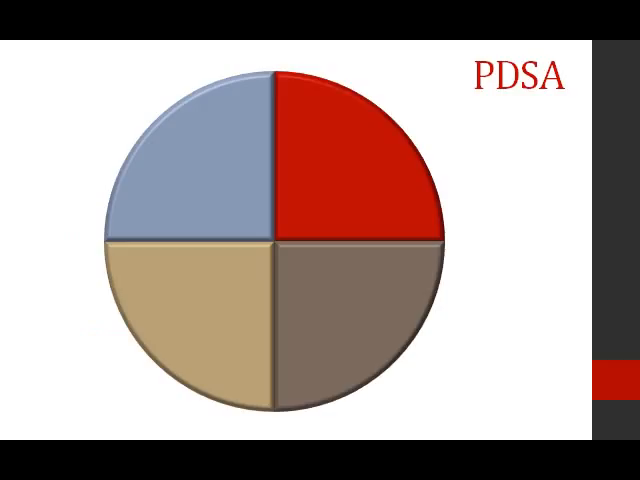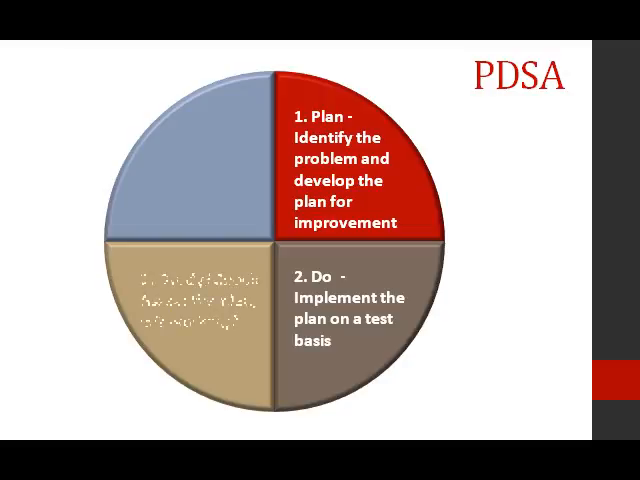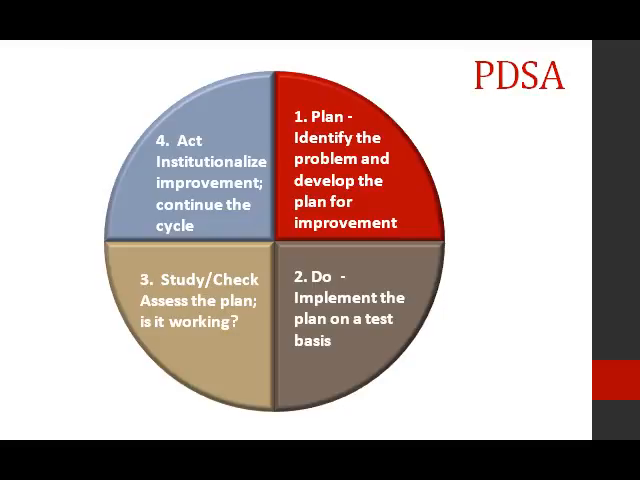Shown somewhat differently as the Deming wheel, this PDSA cycle involves: 1. Plan. Define the problem and develop the plan for improvement. 2. Do. Implement this plan on a test basis. 3. Study or check. Assess the plan. Is it working? Is the problem solved? 4. Act. If the problem was solved, institutionalize the improvement and then continue the cycle for future problems.